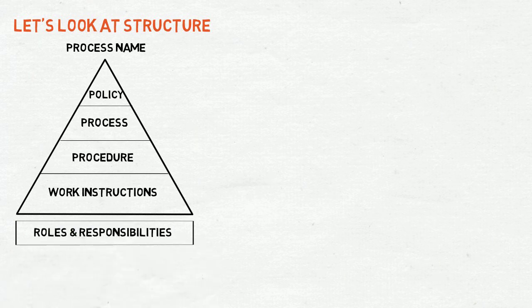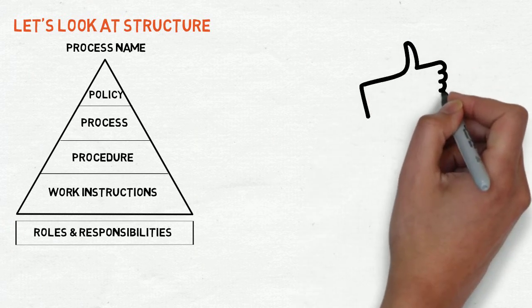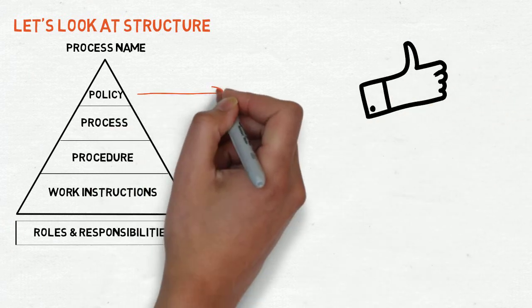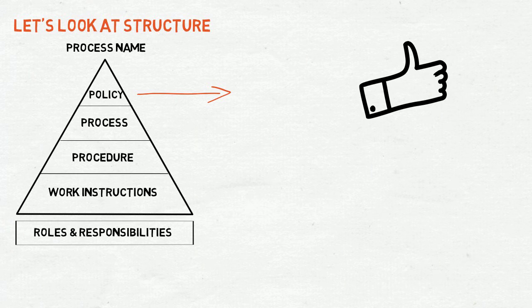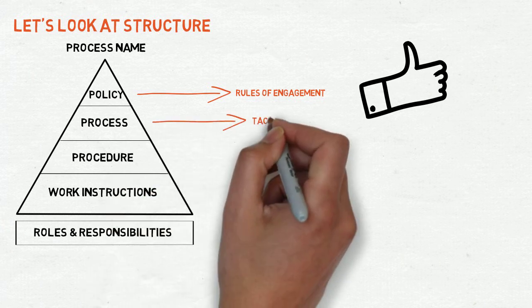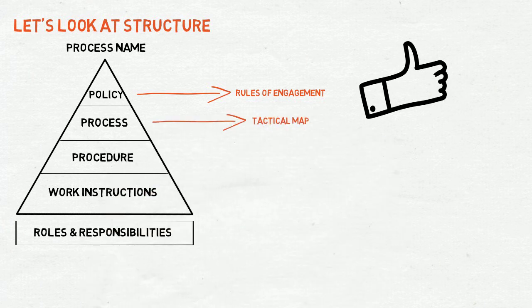roles and responsibilities. Just to add some fun though, I have equated this to how a military squad's mission instructions, such as a special forces unit, might relate to the documentation structure. So here goes. The policy in the document structure would become their rules of engagement, which dictates when they should open fire and when they shouldn't. The process will be their tactical map or the lay of the land.